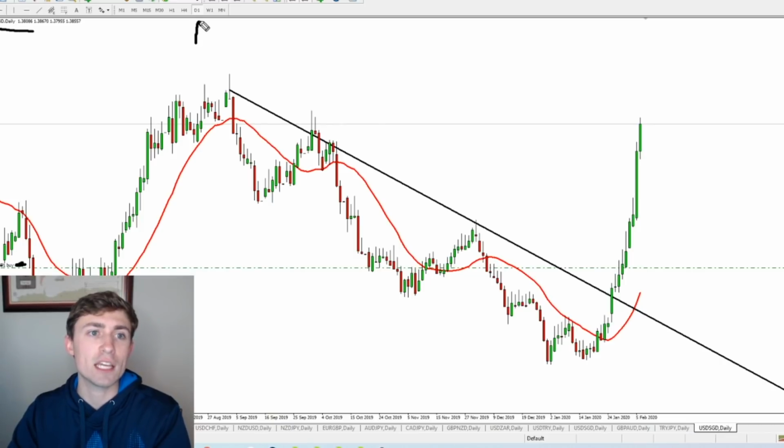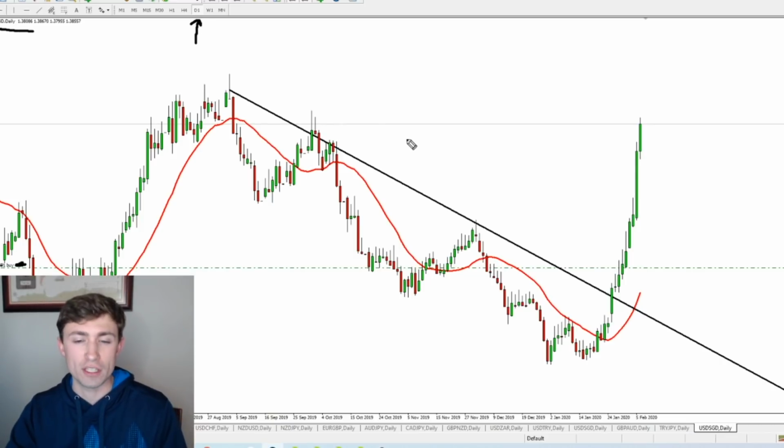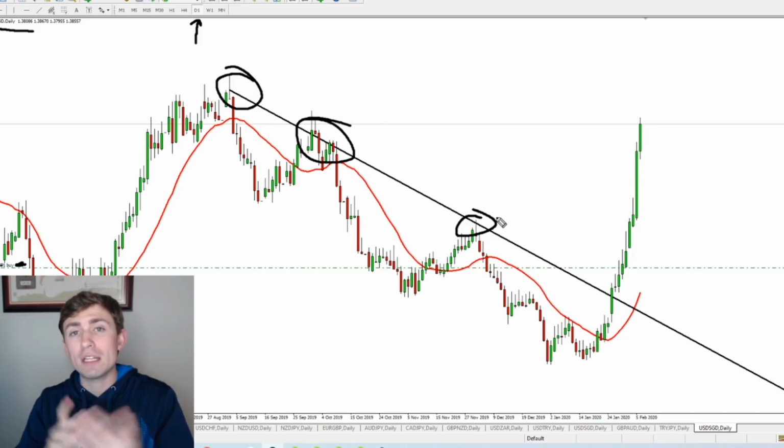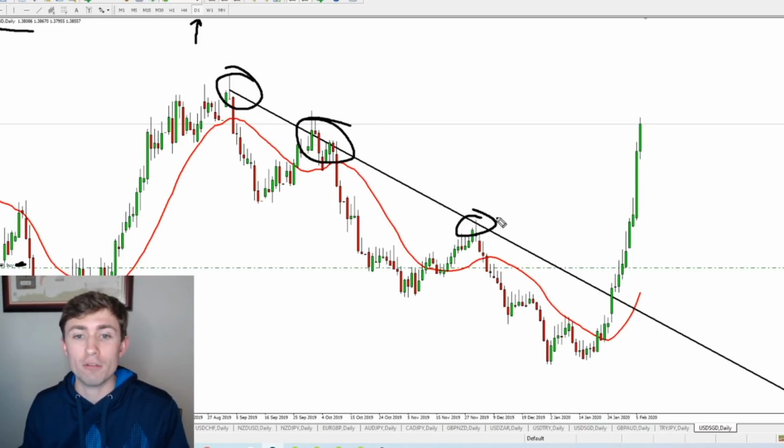I'm looking at the daily chart right now, and I am currently long on this pair on a big breakout on this daily trend line. What you guys may know from some of my other videos is that I really like the daily chart, and I think that there's a lot of potential by trading the daily chart because you can catch some of the bigger moves in the currency market, right?